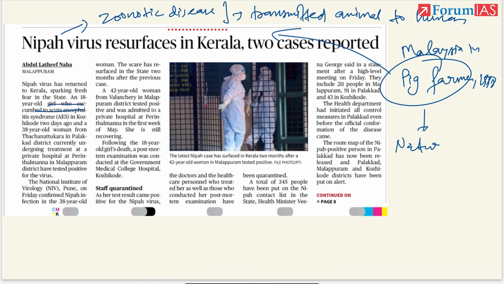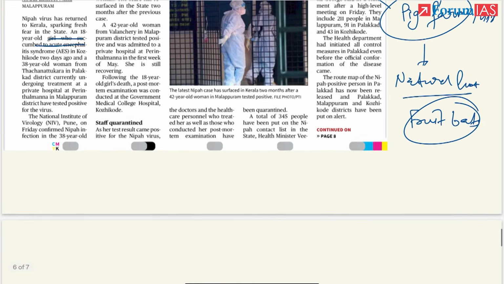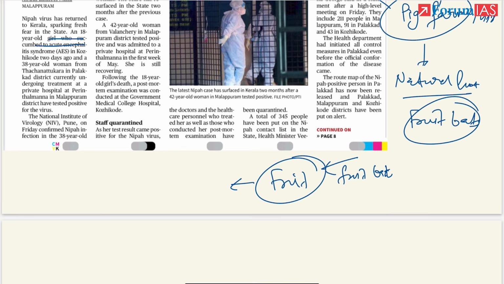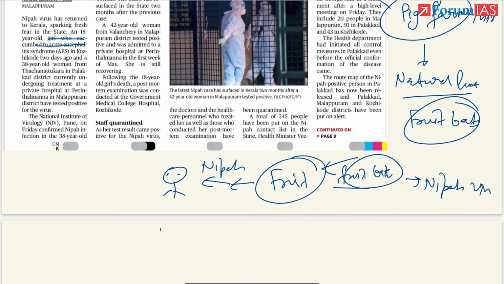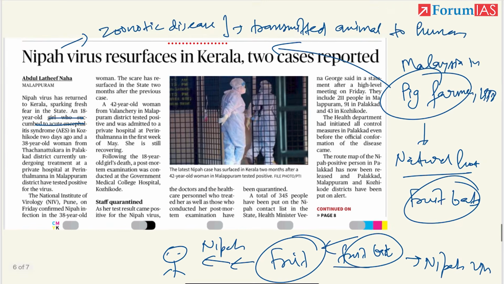Natural host, who is natural host of this? Fruit bats. For example, there is a fruit. Now the fruit bat sits on it and bites it. Now this fruit is consumed by human. So Nipah virus can be transmitted if this fruit bat is infected with Nipah virus. As of now, there is no vaccine and there is no full-fledged treatment for the Nipah virus.